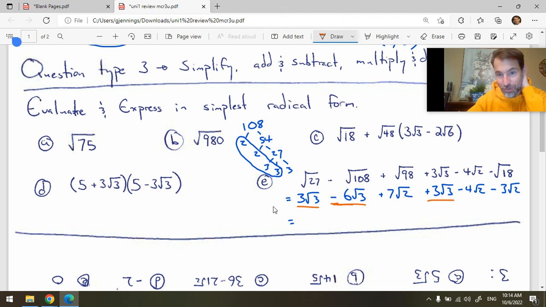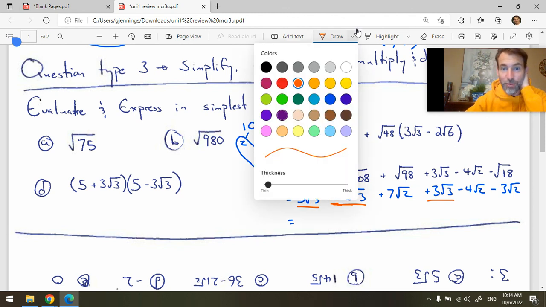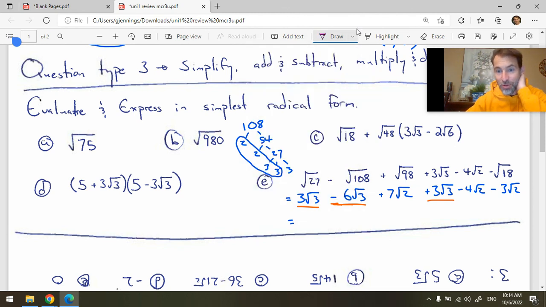Let's check our root 2's. All right, so maybe you highlight them in a different color. Maybe you're already yelling at the screen, it's 0, and that's good. 7 root 2 minus 4 root 2 minus 3 root 2. Oh, also 0. So our answer is 0. We have 0 root 2 plus 0 root 3. It's another way of saying 0. Okay, so that's question type 3.